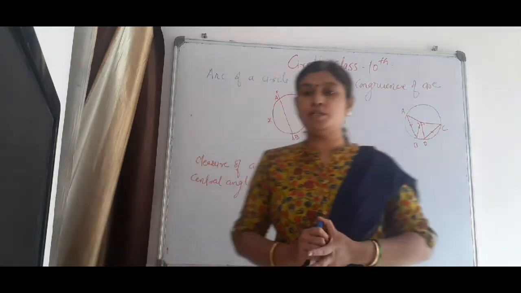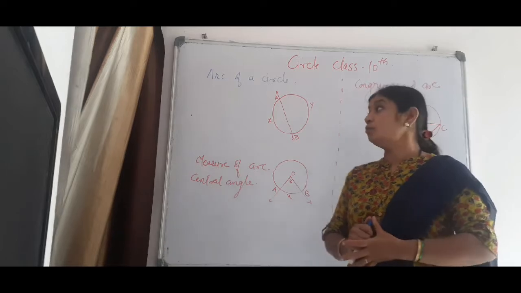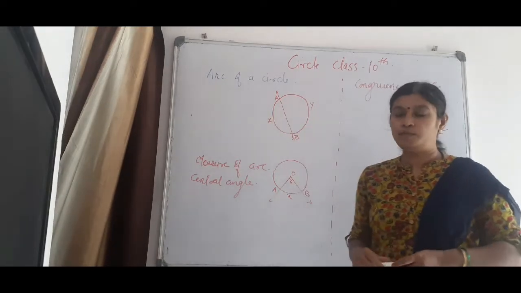Now in the previous period we have completed exercise 3.2. Now let's start the next topic. The next topic is arc of a circle. Now what is meant by arc?